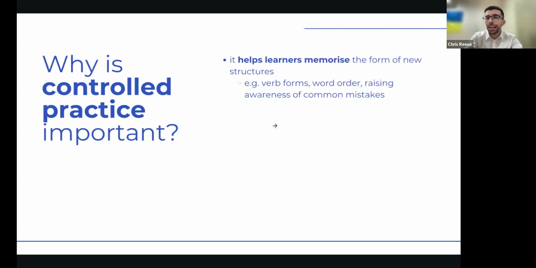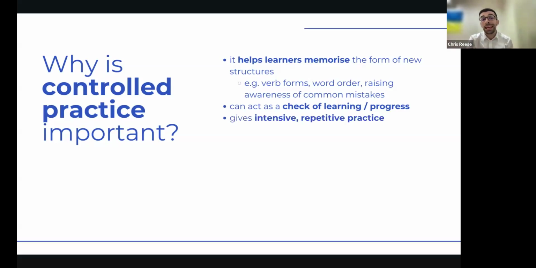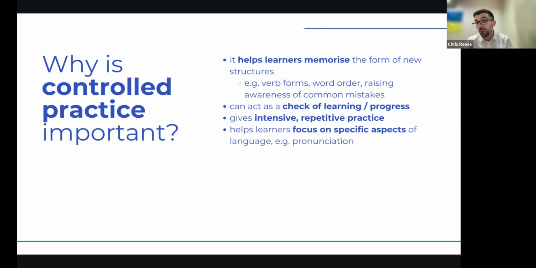Well, people argue that it helps learners memorize form, they can practice verb forms, word order, things like this. We can check that students have learned what we've taught them. If we've just spent some time helping learners understand the present perfect, we can give them a gap fill and check how they are doing with present perfect. It gives very intensive repetitive practice, which isn't always possible with discussions or oral activities or writing activities. It really lets us focus in on one topic. It could help us focus on other aspects as well, such as pronunciation, and generally makes learners feel more confident, especially if they do well at it.